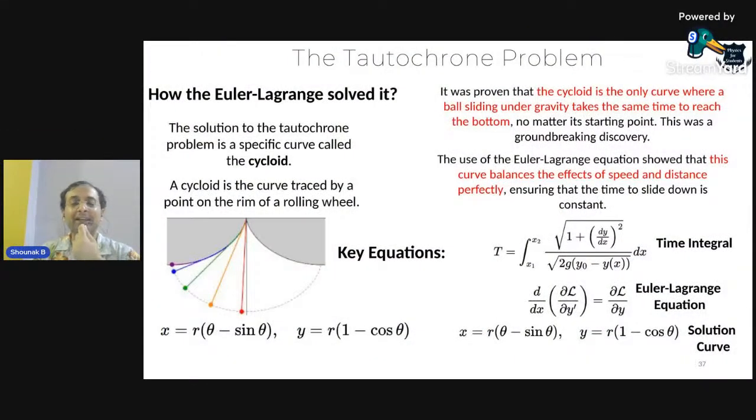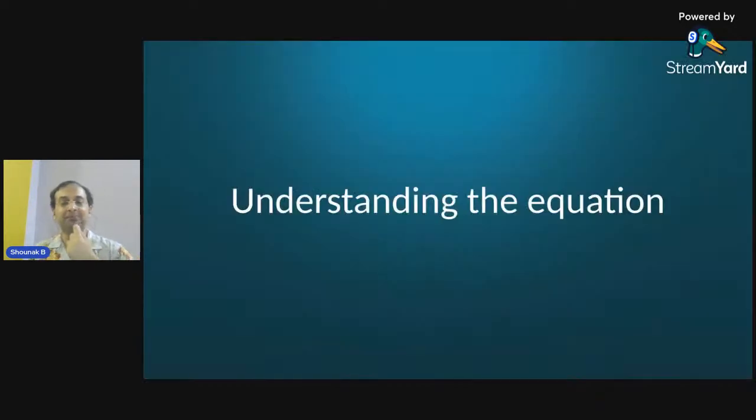So what we found is that the Euler-Lagrange equation actually came out of this Tautochrone problem. And using this equation, we find that this curve, the cycloid, perfectly balances the effects of speed and distance. So this is how the problem was born, and that is how the solution also came.